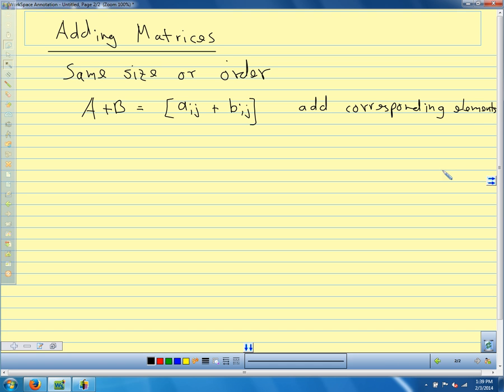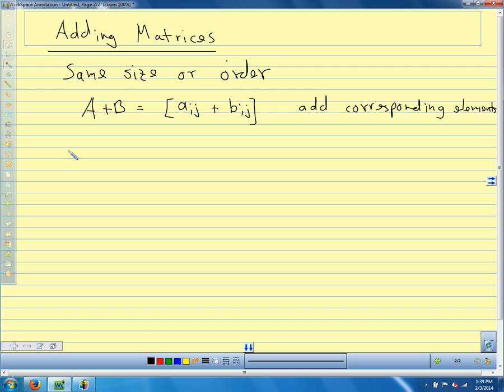It's a kind of intuitive idea of addition. Just like we added vectors, we add the x components and add the y components. We add the real portion, add the imaginary portion. For matrices, we just have more pieces, so we add the corresponding pieces. And again, one important thing to remember is they have to be the same size or order.